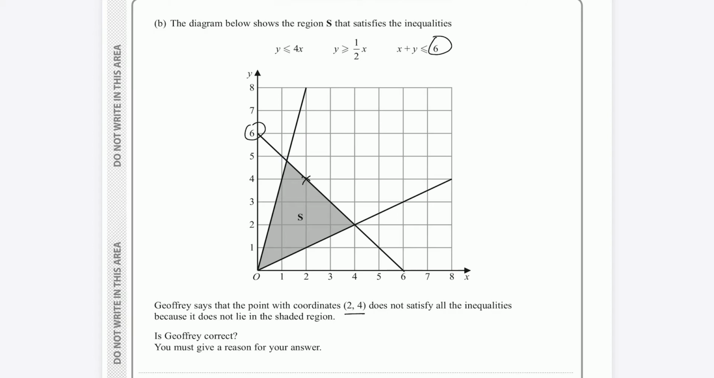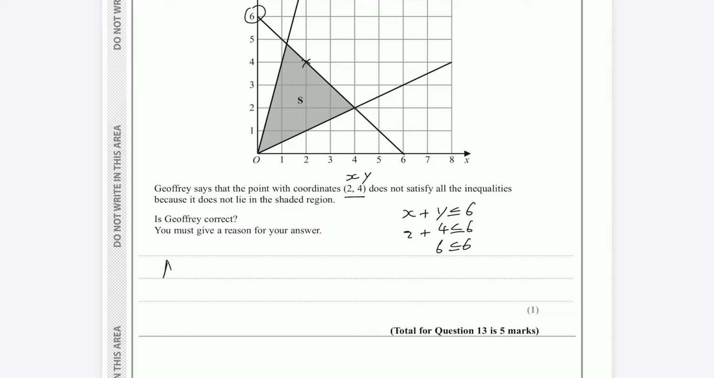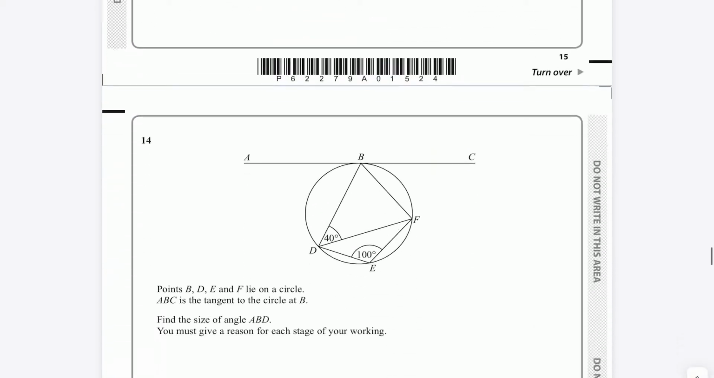Well, you can sub the points in. So this is x, this is y. If you sub in x and y into, so you have x plus y is less than or equal to 6, sub in x and y in there. So essentially you end up with 6 is less than or equal to 6. So is he correct? No. Because the point 2, 4 satisfies x plus y is less than or equal to 6.